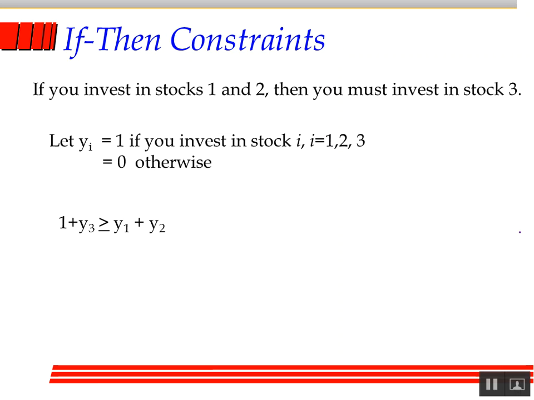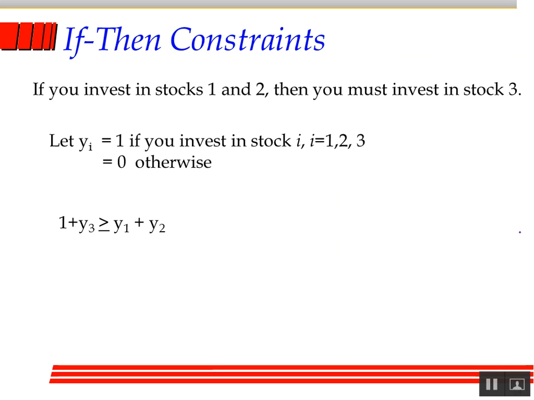Okay, oftentimes we want to describe some if-then relationship. So here, suppose you have 3 stocks you want to invest in. Suppose one of the rules is, if you invest in stocks 1 and 2, then you must invest in stock 3. To invest or not is binary, right? So you can define 3 binary variables: yi equals 1 if you invest in stock i, 0 otherwise. So if you invest in stock 1 and 2, you must invest in stock 3.